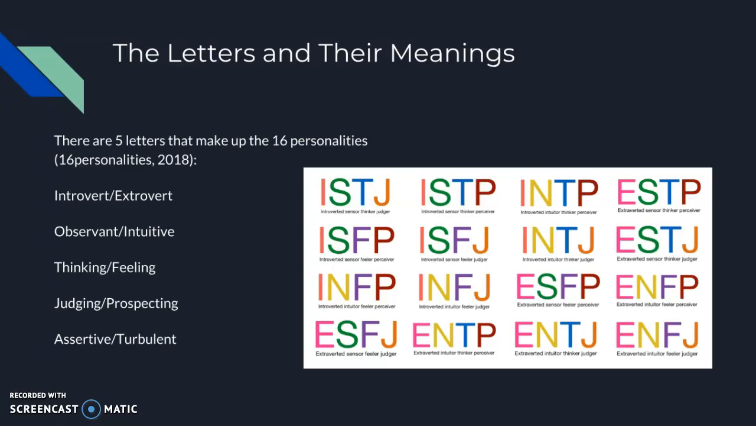The final letter underpins all of the other letters and shows how confident the personalities stand. A stands for assertive, grouping together all of the personalities who are self-assured and have high confidence. The T stands for turbulent. These individuals are more self-conscious and sensitive to stress and will experience a wide range of emotions.